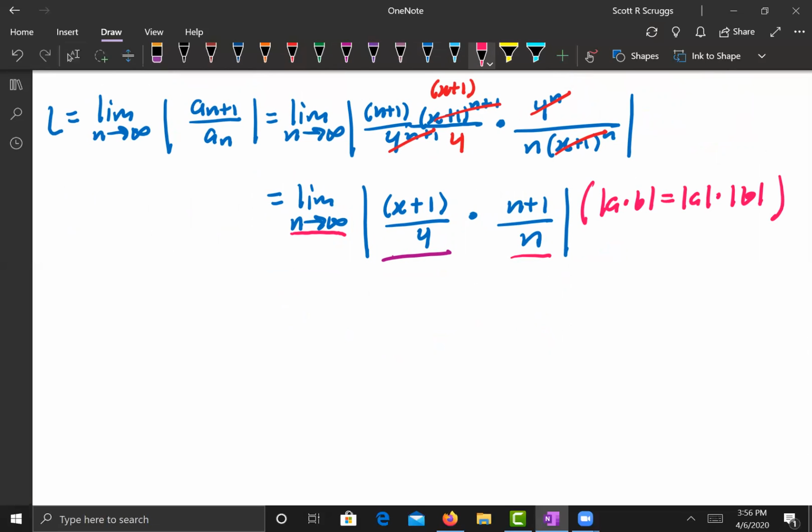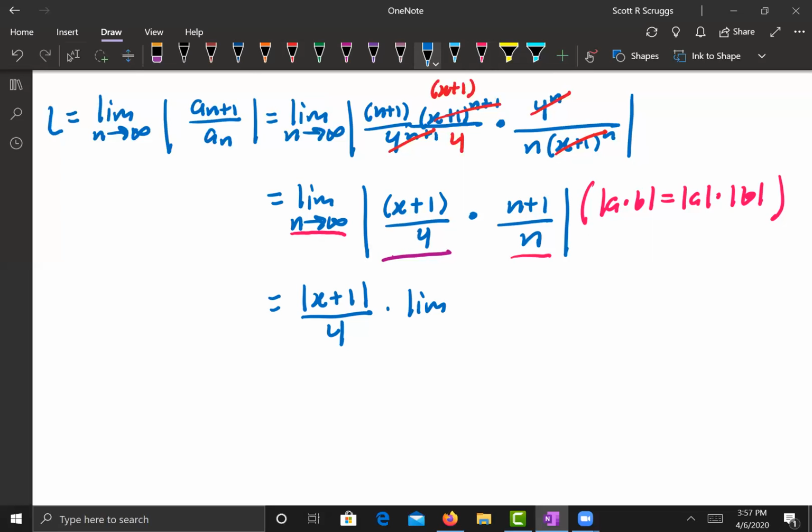So for the first part that I'm going to factor out and take out of the limit, well, 4 is positive, so I'm good there. x plus 1, I don't necessarily know because x could be any number that I choose. So because of that, on my next step, I'm going to keep the absolute value with the x plus 1. But because 4 is already a positive number, having an absolute value will be redundant.